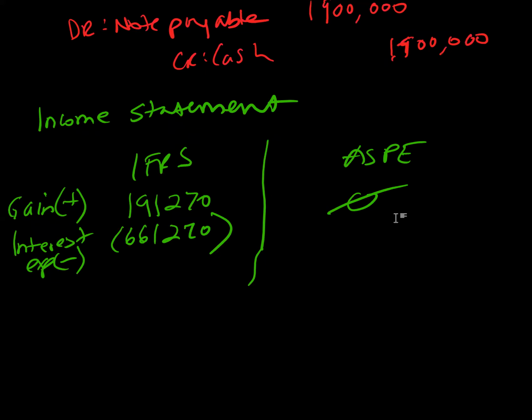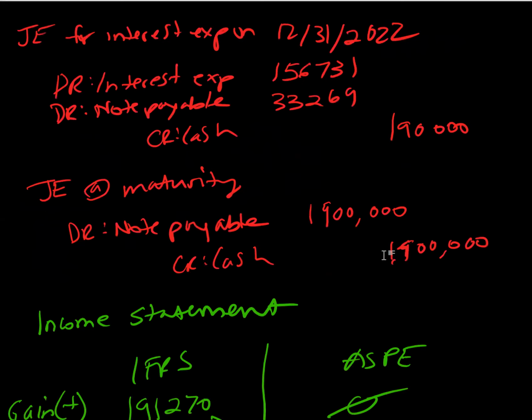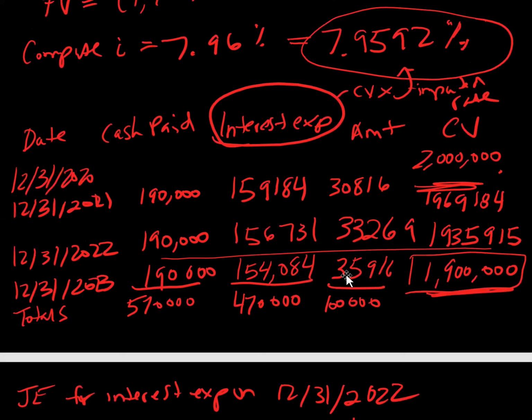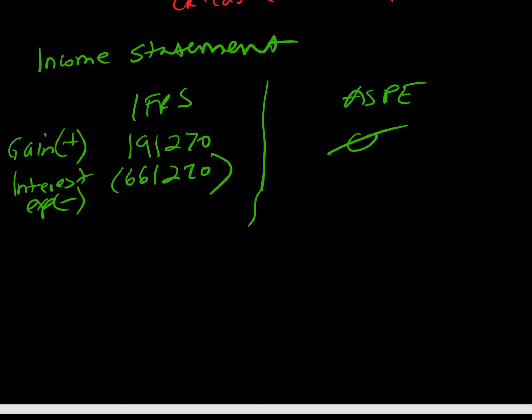Now, ASPE, we didn't have a gain, but what was the interest expense that we recognized through our amortization schedule? And remember here, our interest expense was the carrying value times our imputed rate. So it was not the 12% that we used in IFRS. It was an imputed rate, and our rate was 7.959. Well, our total interest expense in our schedule based on our totals here was 470,000. So we'll put here 470,000, and that got everything on our balance sheet at the right numbers, the 1.9 million at maturity.